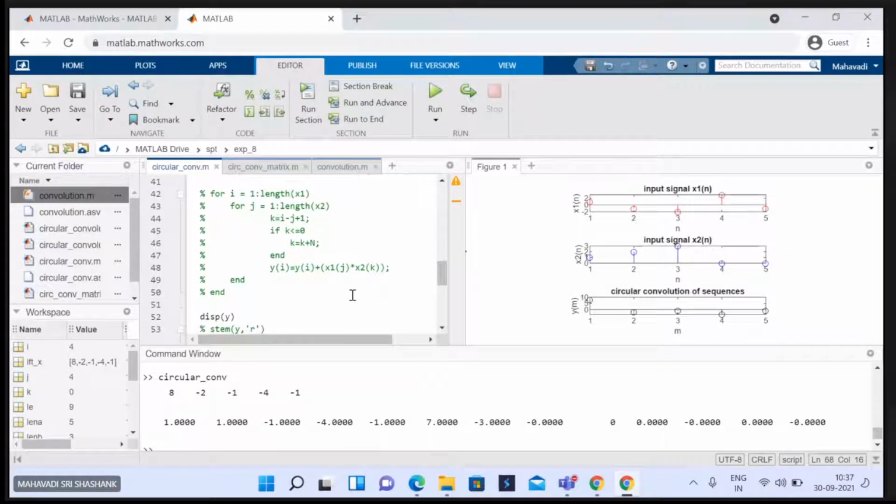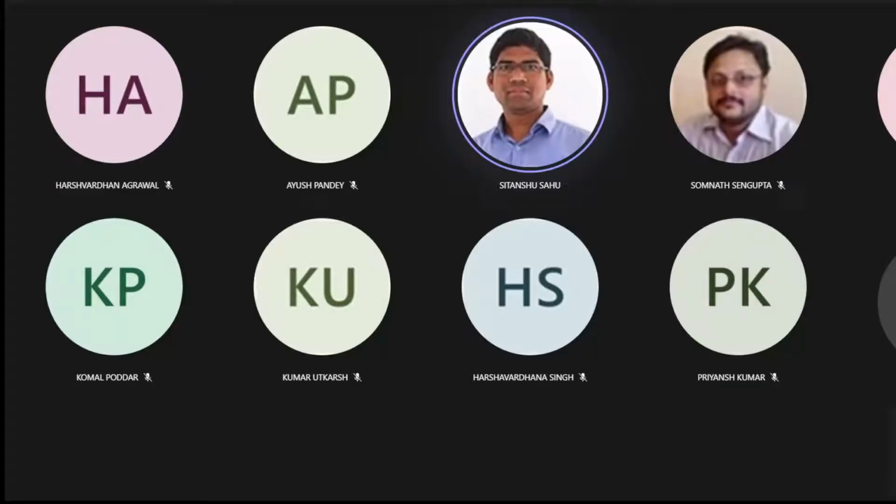Yes, sir. Okay, so you can also still compute the linear convolution from the circular one. You just need to add that many number of zeros. So why do you need to learn the linear convolution? Basically, what is the motto of learning that one? Why do you learn that one?